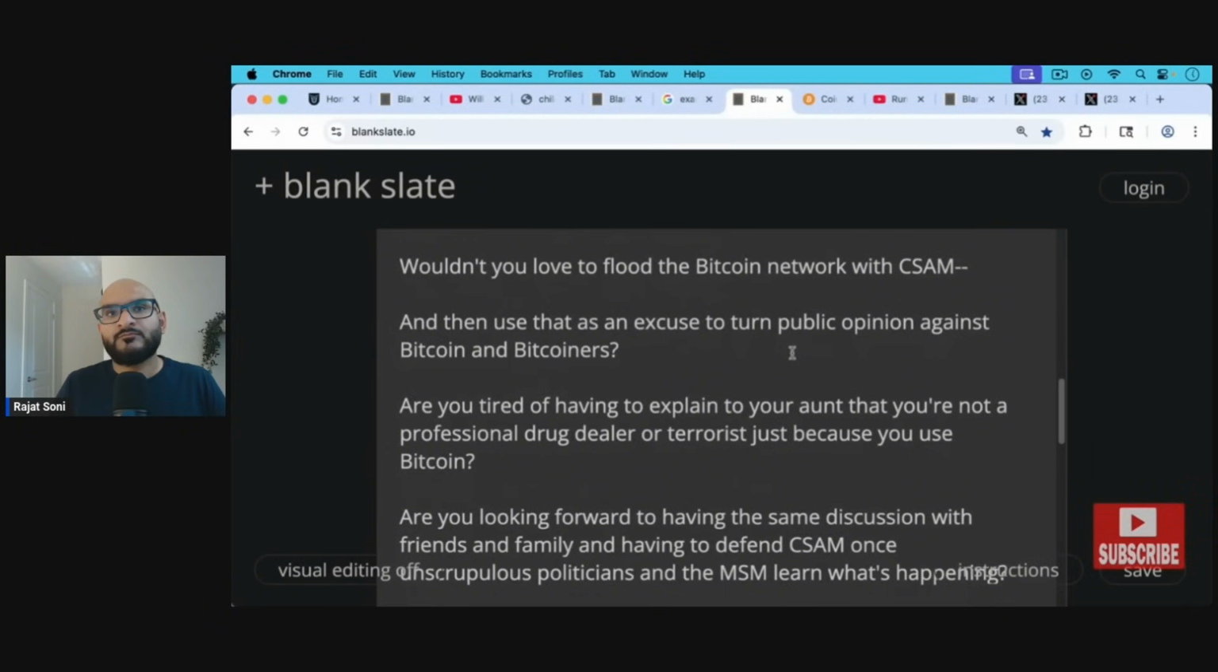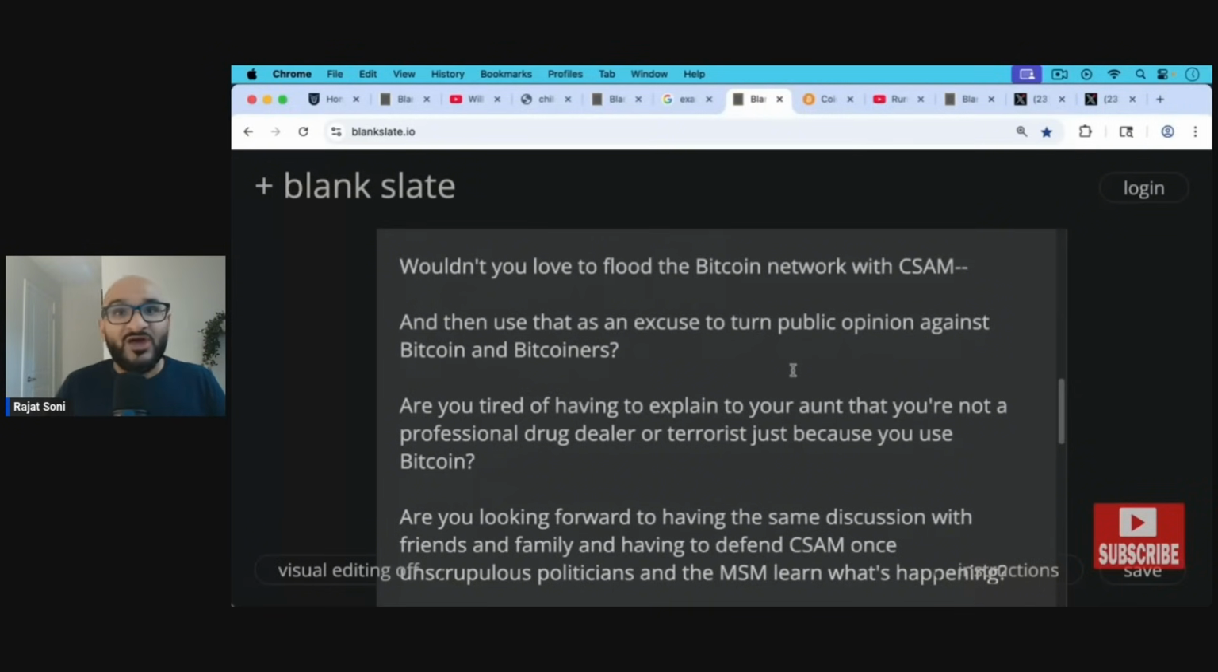Are you tired of having to explain to your aunt that you're not a professional drug dealer or terrorist just because you... What Matt is saying here is that if node runners update to Core v30, at some point there will be some kind of CP, some kind of CSAM, some kind of inappropriate pictures on their computer. And the world is just going to associate Bitcoin with that. They're not going to associate Bitcoin with money. They're going to find a way to make it so that Bitcoin's reputation is ruined.